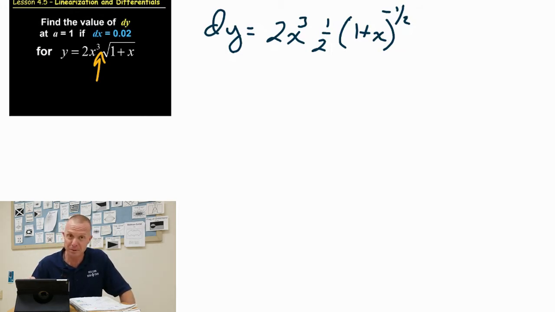That's just the first times the derivative of the second, plus the second. Now the second is still going to be this square root function, square root of 1 plus x, times the derivative of the first.